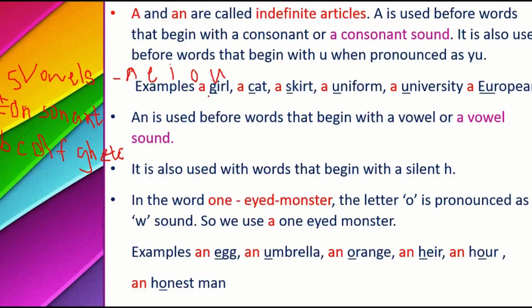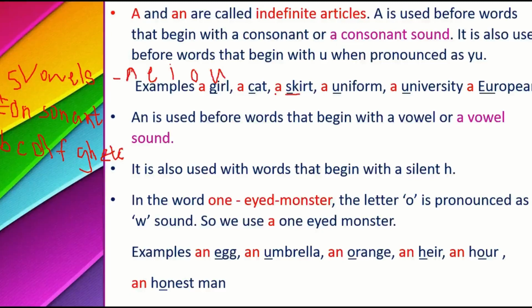A girl. What will be the sound of letter G? The beginning sound is G. We should see the sound, not the letter. G is a consonant sound. So we have used a over here. Next is cat. The beginning sound is what? K. So we have used a. Beginning of skirt is sk. Sk is a consonant sound. So we have used a.